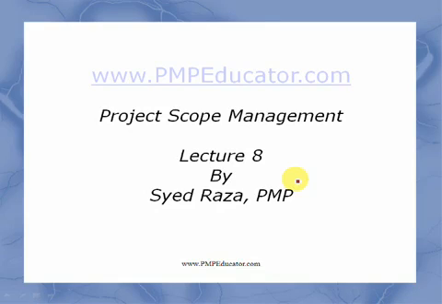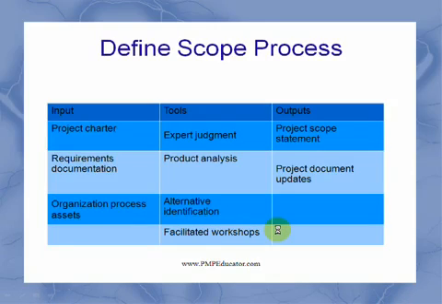I have covered the collect requirements process in the previous lectures, and in this lecture we will be covering the define scope process. As you have seen in my previous videos, typically we cover inputs, tools and techniques, and outputs for a process. In this process, we have 3 inputs, 4 tools and techniques, and 2 outputs.